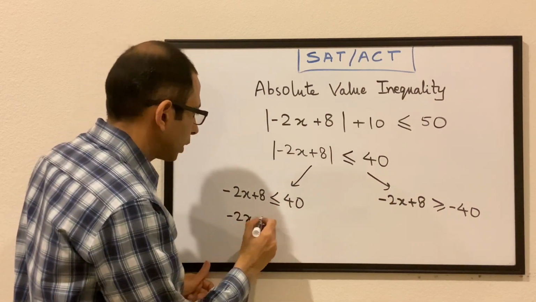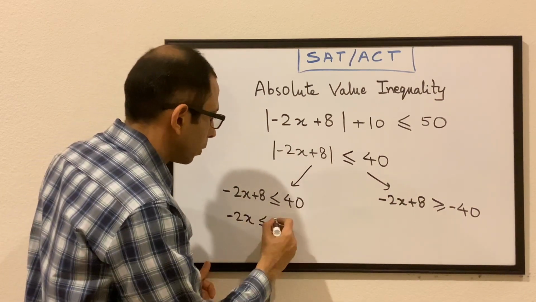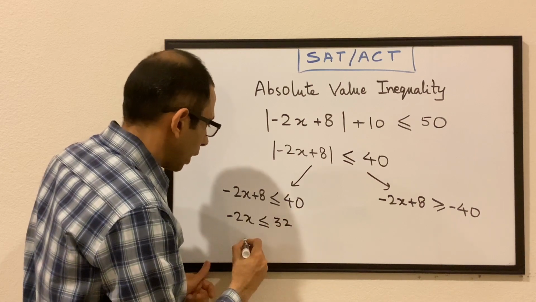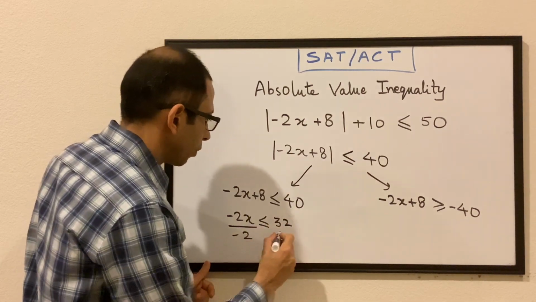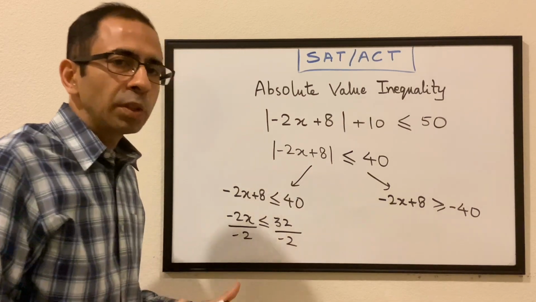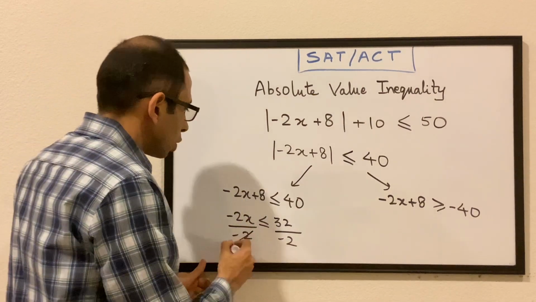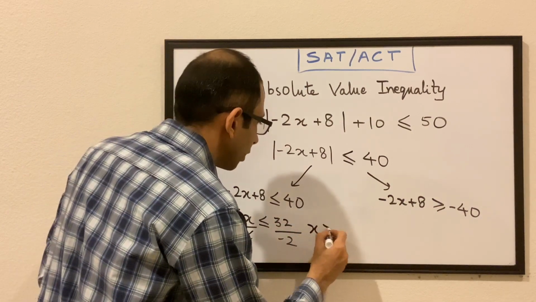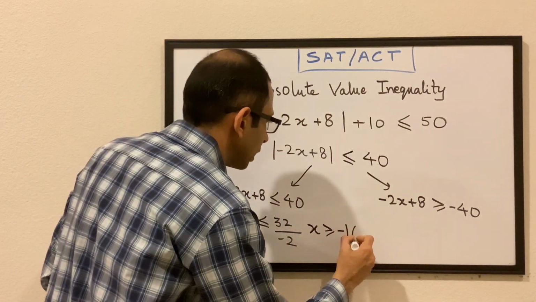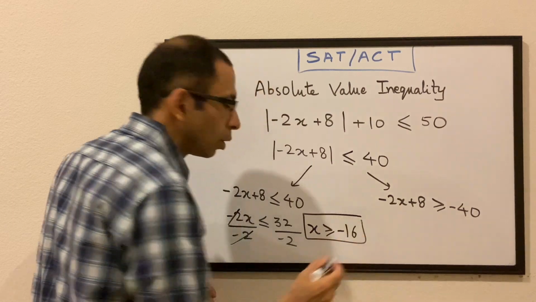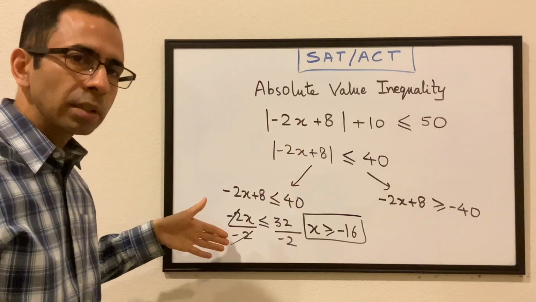So minus 2x is less than or equal to 32, and then we divide by minus 2 here, we divide by minus 2 here. As we saw, whenever we are dividing by a negative number, the sign changes. So it gives us x is greater than or equal to minus 16. So that is one solution set we are getting from this scenario.